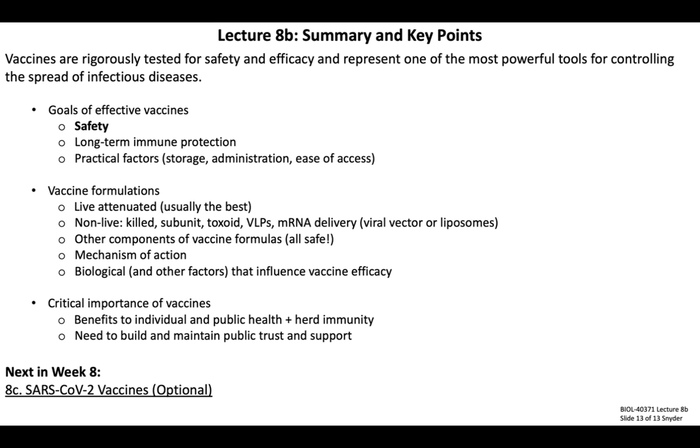We've summarized the goals of effective vaccines, which first and foremost center on patient safety paired with long-term immune protection. We've learned how different vaccine formulations accomplish these goals, along with other vaccine components. We've also established how vaccines share a general mechanism of action that stimulates long-term antigen-specific immune memory, and how we can take many of the things that we've learned about immune responses in this course to fully understand the biological mechanisms of vaccines.